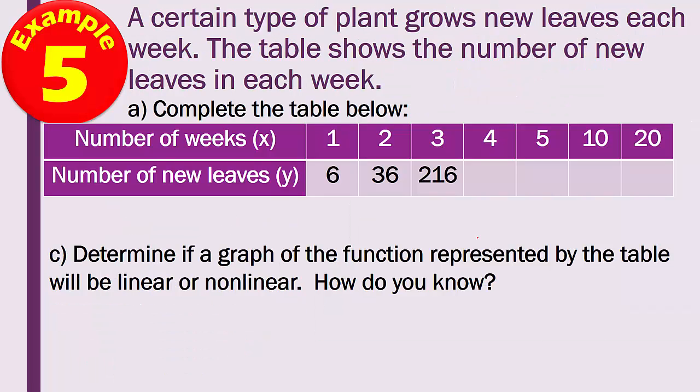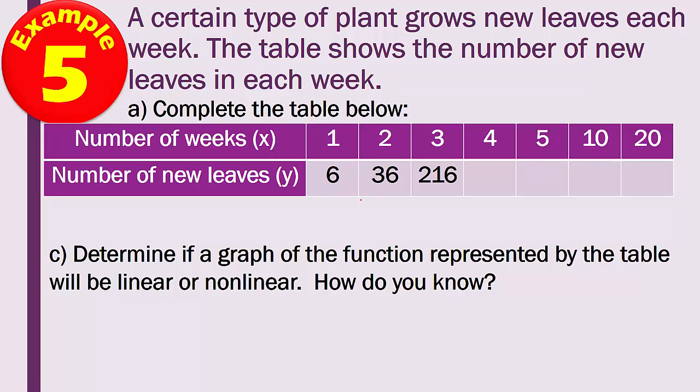All right, and finally, example 5. A certain type of plant grows new leaves each week. The table below shows the number of new leaves in each week. Complete the table. So we need to figure out what's going on. Here's the number of weeks. Notice these are going up by 6.